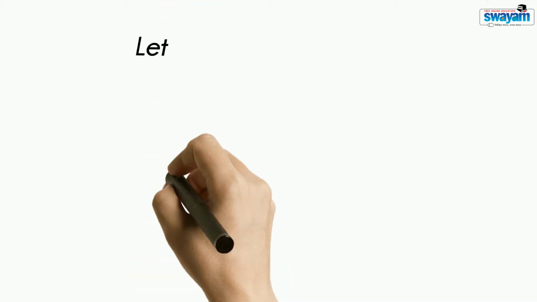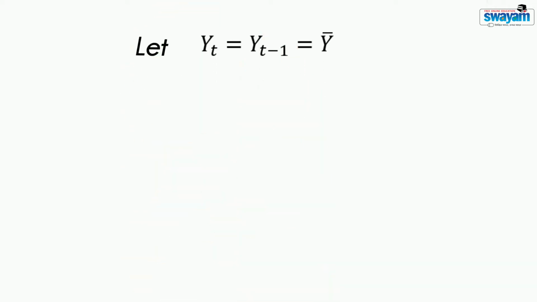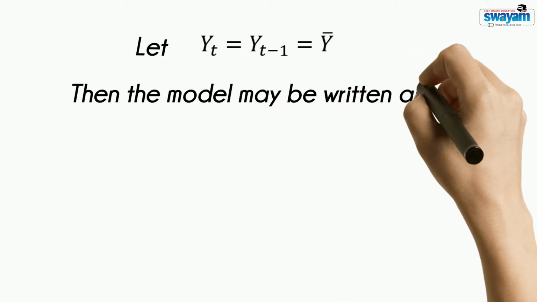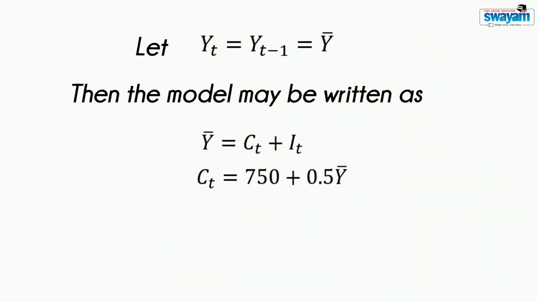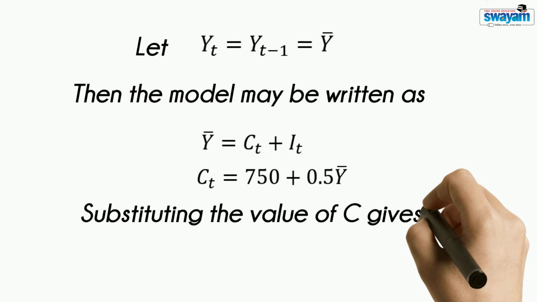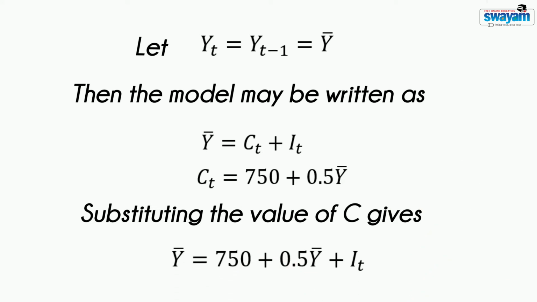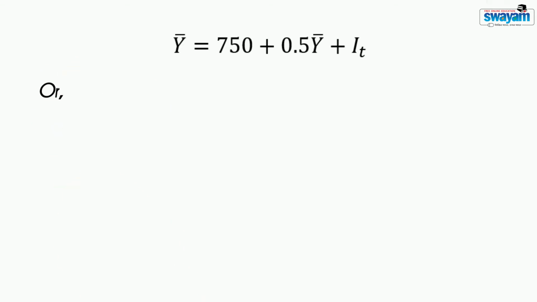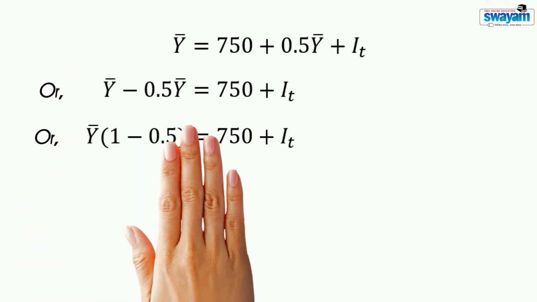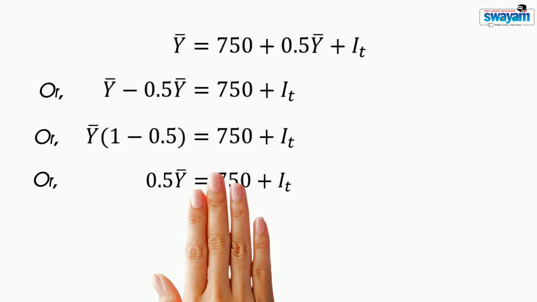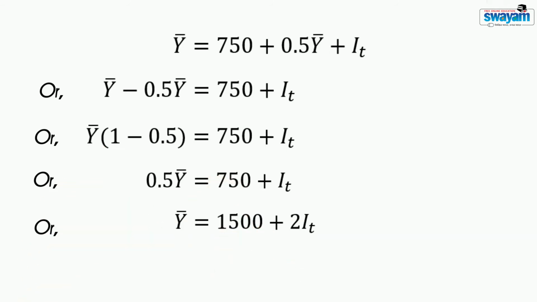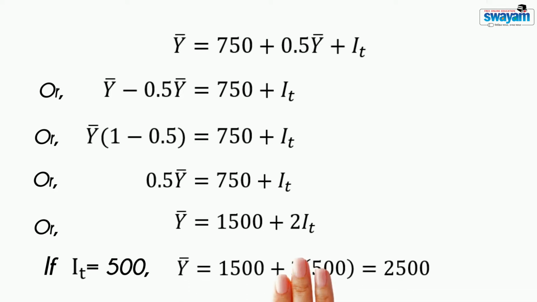Let us assume that the income remains the same in the current period and the previous period, and both are equal to the equilibrium income. So, the model may be written like this. Substituting the value of C in the income equation, we get this result. Simplifying, we get Y bar is equal to 1500 plus 2 times IT. Now, if investment is 500, the equilibrium income will be 2500.